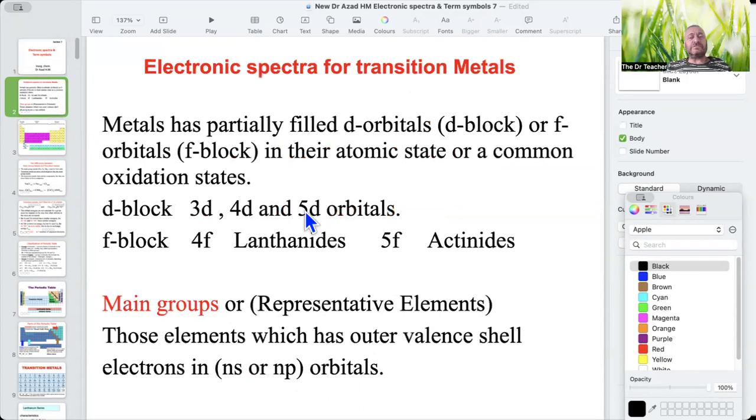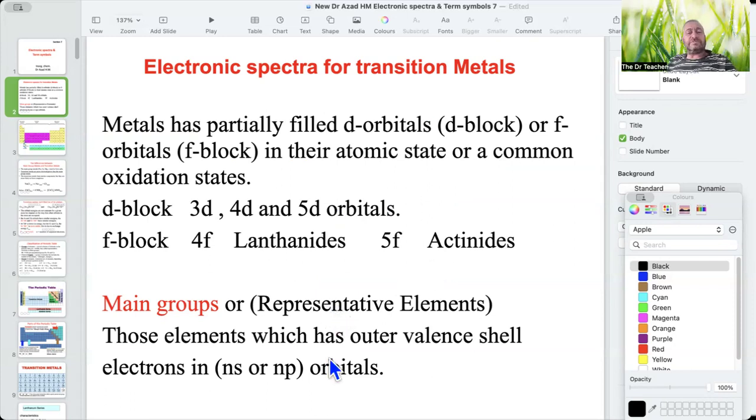Electronic spectra of transition metals. Metals have partially filled d orbitals, the d block, or f orbitals from the f block, in their atomic state or common oxidation states. The d block metal atoms end with 3d, 4d, 5d, whereas the f block ends with 4f, 5f, which are the lanthanides and actinides.